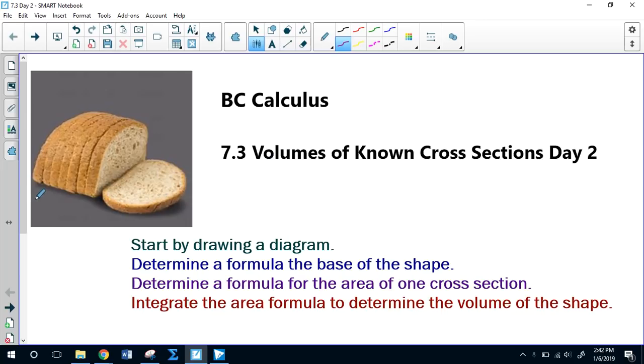This loaf of bread is a good example of what we're talking about. Each slice of bread, you would find the area of it, and then you would add them all up to come up with the volume of the bread.